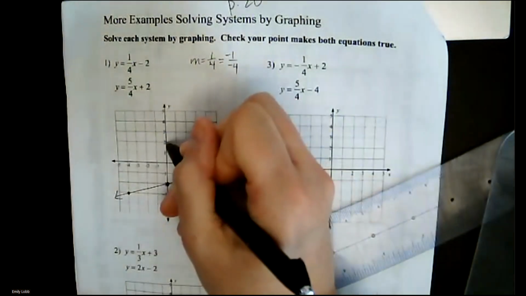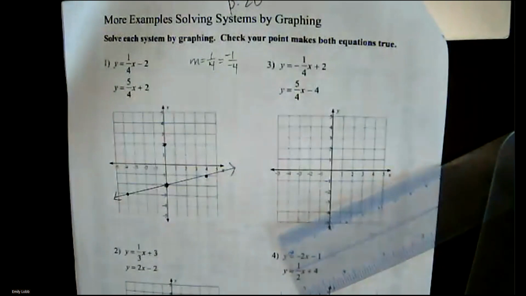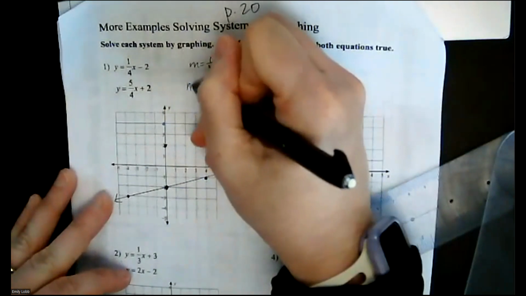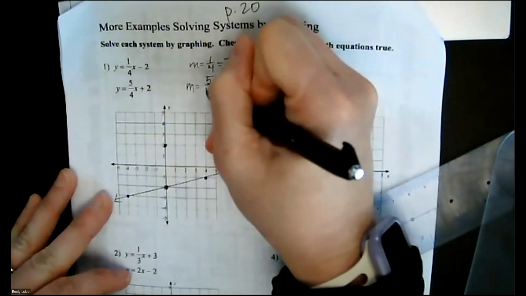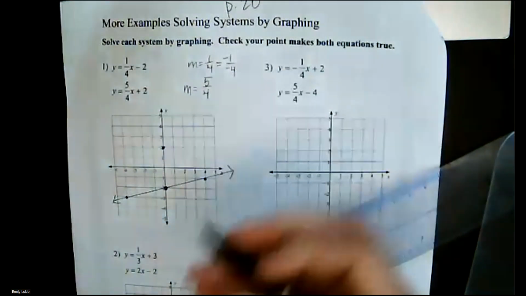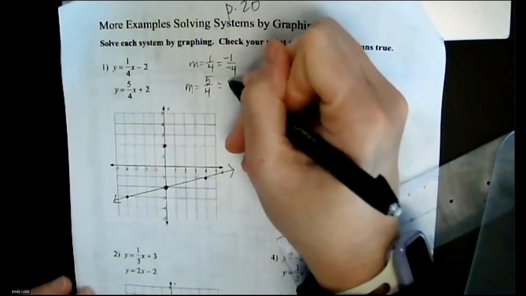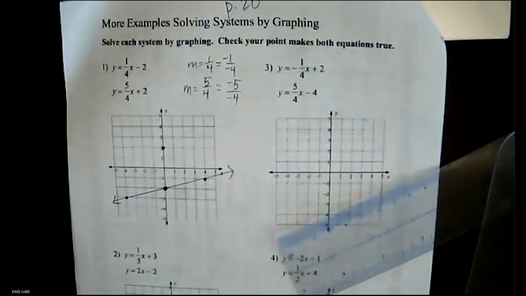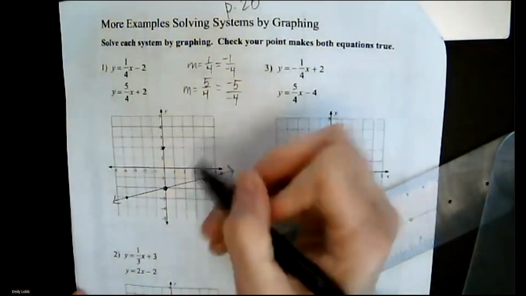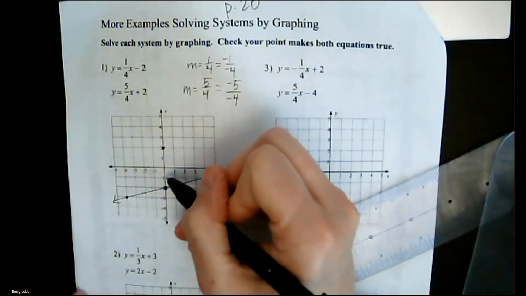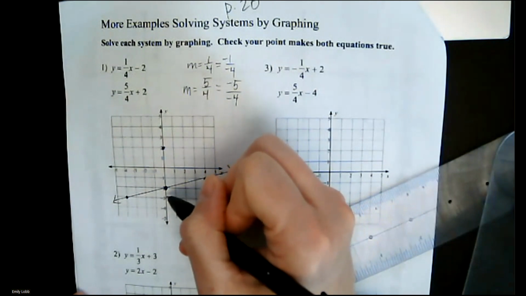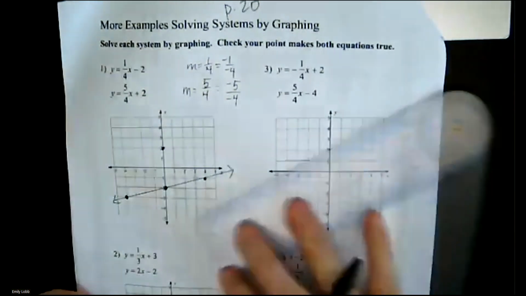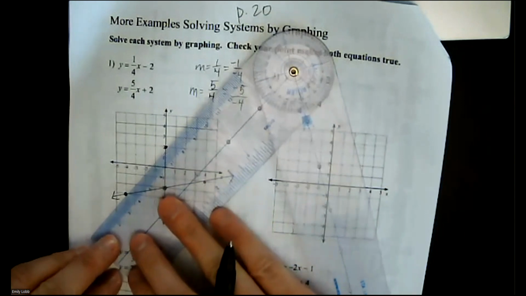This time, our y-intercept is +2, and our slope is 5/4, meaning I would go up 5, right 4. So I notice right away I can't go up 5. So I have to think about this as -5/4, down 5, 1, 2, 3, 4, 5, left 4, 1, 2, 3, 4. And surprise, surprise, we have a point of intersection here, right?